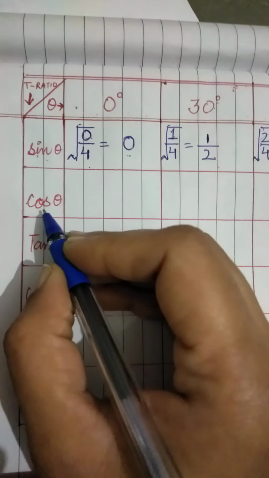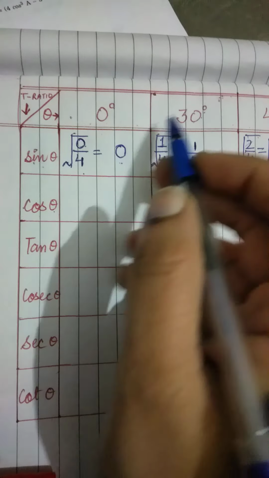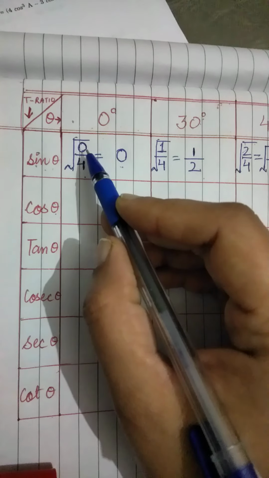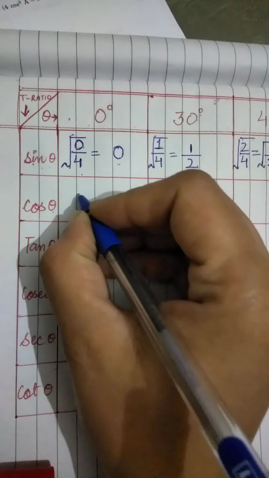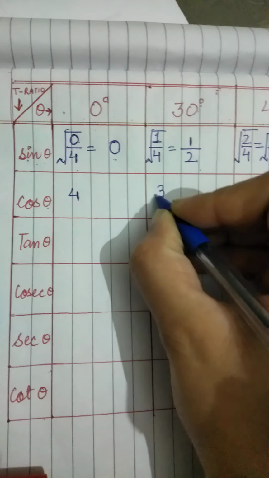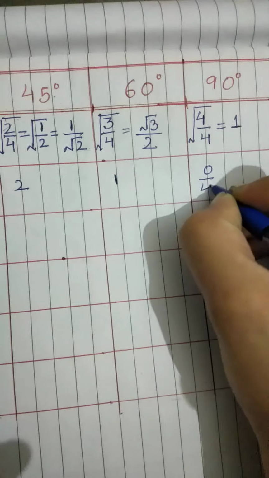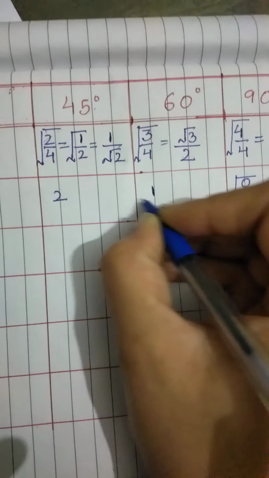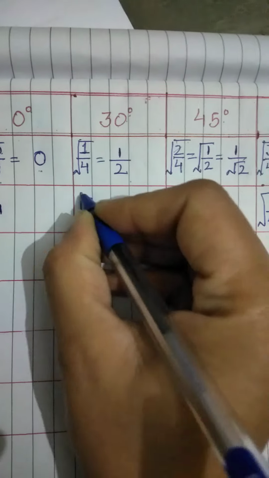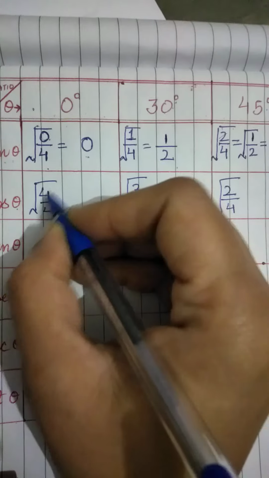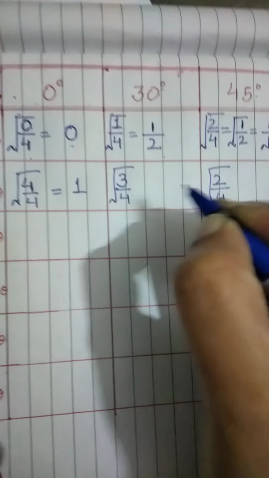Now I want to find out the value of cos theta, for 0 degree, 30, 45, 60 and 90. For the sine we wrote 0, 1, 2, 3, 4. Now we will start from 4, 3, 2, 1, 0. Write 4 in the denominator and apply under root here. After that, solve it. 4 will cancel with 4, and here we will get answer 1.